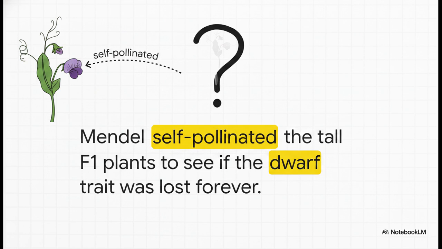He needed to know, was that missing dwarf trait actually gone forever, or was it just secretly hiding inside these tall plants? And guess what? The dwarf trait made a dramatic return in the F2 generation, but it didn't just pop up randomly. It appeared perfectly mathematically, in a ratio of 3 tall plants to every 1 dwarf plant. Exactly 1/4 of the plants expressed the dwarf trait, and 3/4 were tall.